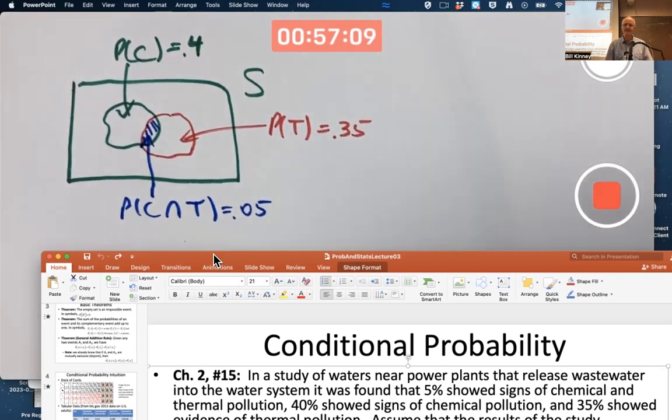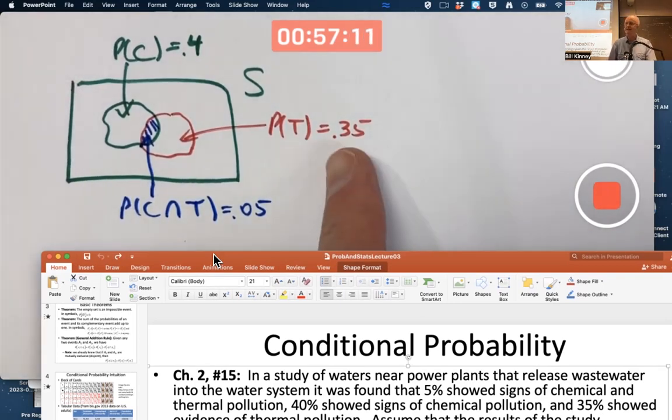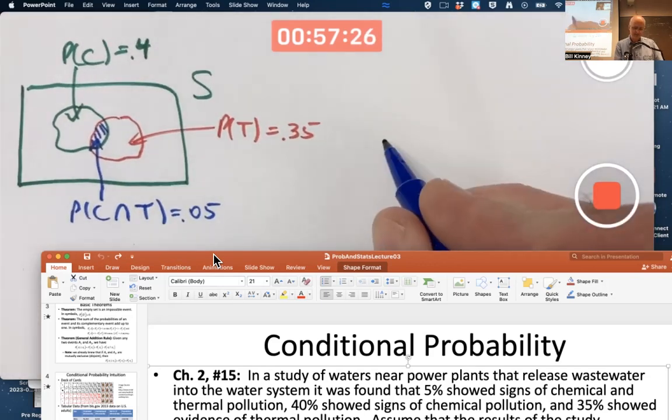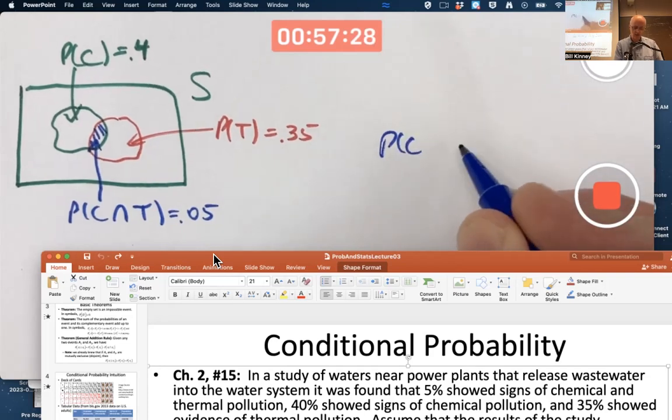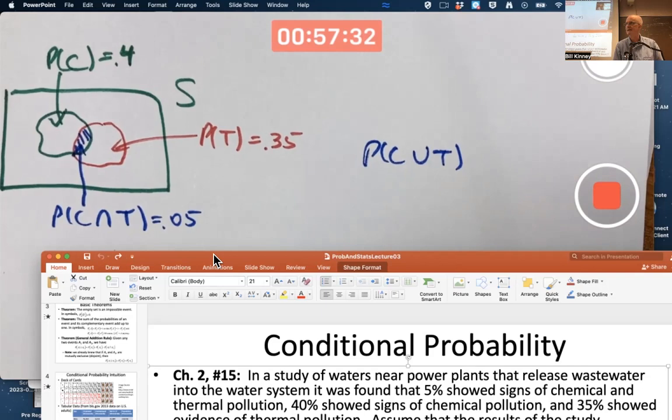What's the probability that it does not show signs of thermal pollution? It would be 1 minus 0.35, 0.65. Again, that's not what we're being asked in the question in the PowerPoint slide, but it is a question you could be asked. You could also answer, what is the probability that it shows signs of chemical or thermal pollution? C union T. Again, we're not asked this, but you could be.